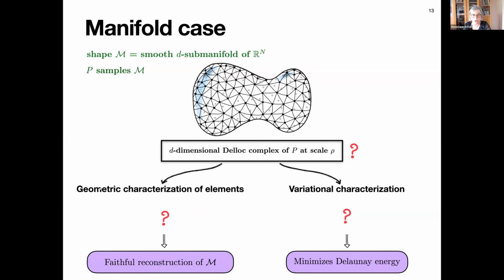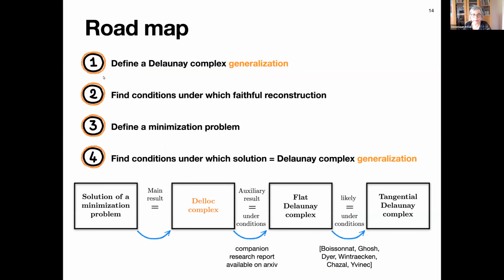Okay, so this gives us a plan, a roadmap for the talk. First, we're going to define this Delloc complex. Second, we are going to state conditions under which this is a faithful reconstruction of the manifold. Third, we are going to describe a minimization problem. And fourth, we are going to state conditions under which this minimization problem is indeed the Delloc complex.